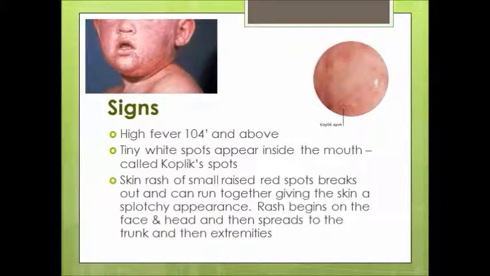And then, of course, you come out with the classic rash, the red raised spots, the skin rash. Some of them can run together, so it looks like your skin is getting a blotchy or splotchy appearance. The rash appears first on the face and the head, and then can spread to the trunk, and then to the extremities. You're looking like a pretty sick little kid there. It looks very miserable.